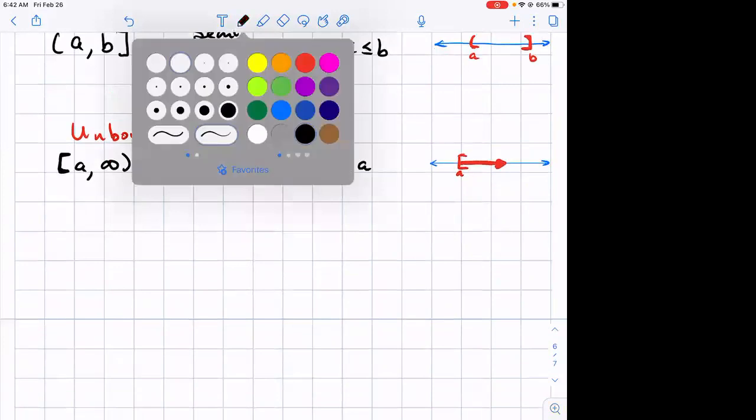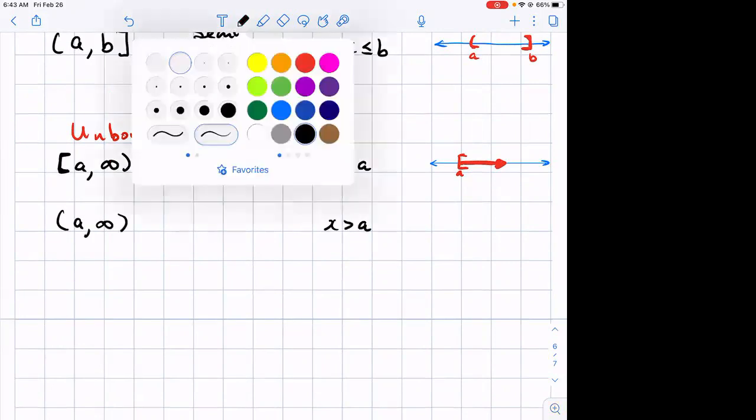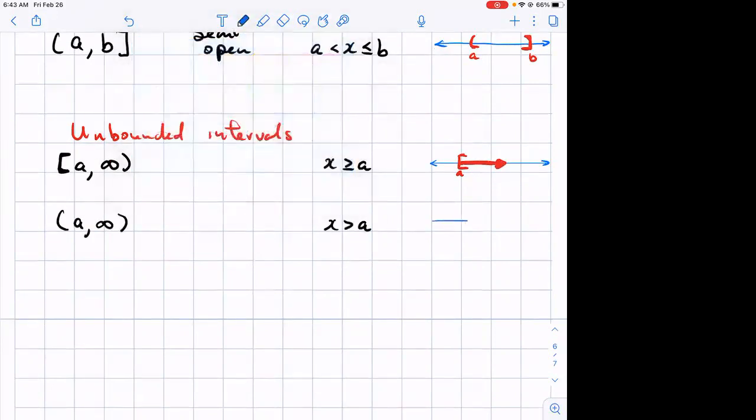We have more of these. We can have the interval (A, infinity). Now the only difference is that X is now greater than A. So when we draw the graph of this, it just shows A, but with a parentheses.